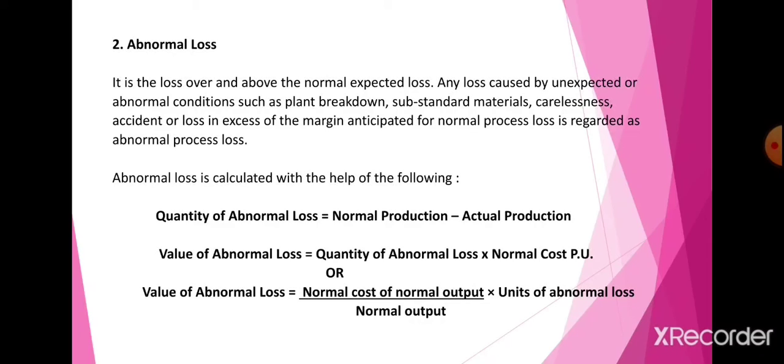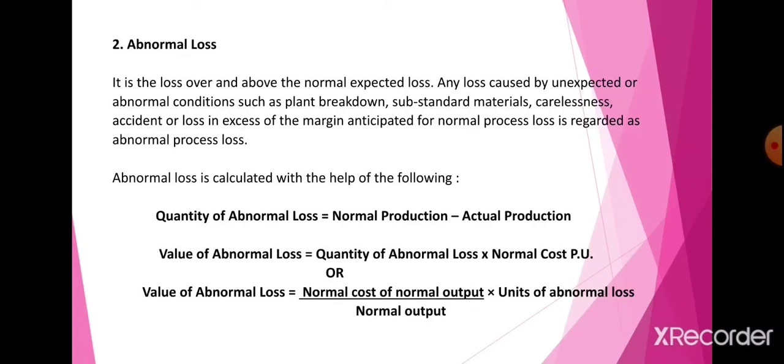So abnormal loss is calculated with the help of the following formula. If the abnormal loss is to be calculated in quantity, abnormal loss quantity equals normal production minus actual production. If it is to be calculated in rupee value, abnormal loss equals quantity of abnormal loss into normal cost per unit. It can also be calculated by another formula, that is, normal cost of normal output into units of abnormal loss divided by normal output.